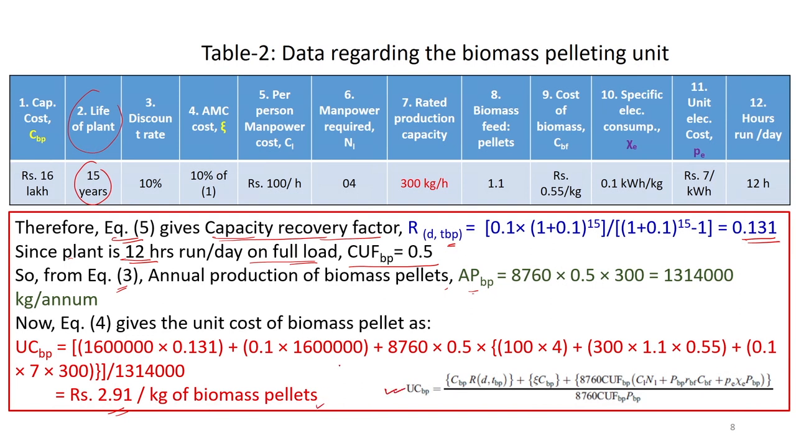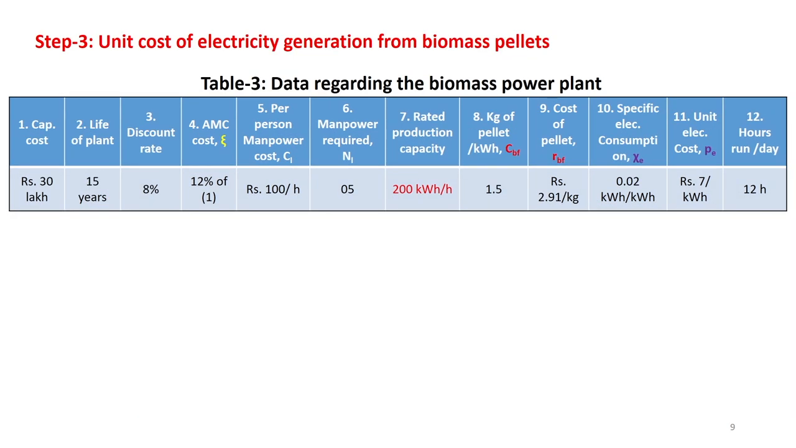So, just to recall the expression which is used for calculation of this UCBP, these terms were used and all these values are given to us, so we can do the calculation. Now, our next step is unit cost of electricity generation from biomass pellets. So, we need to consider the data, like what will be the cost of the biomass power generating unit. It is about 30 lakhs. Lifespan we have considered 15 years.